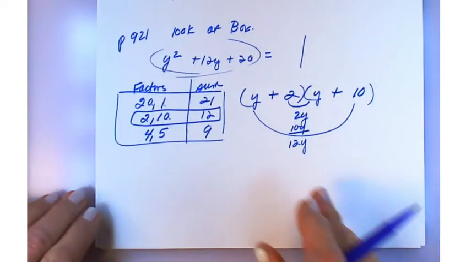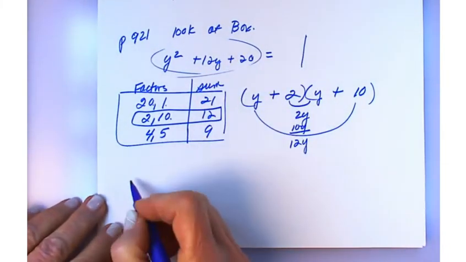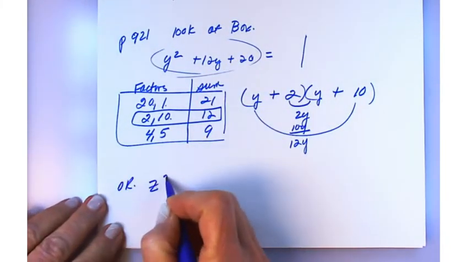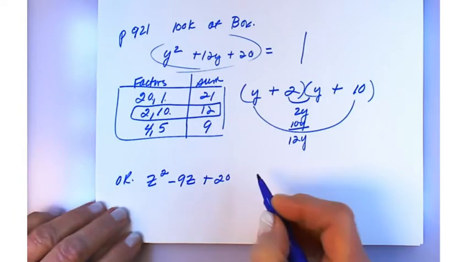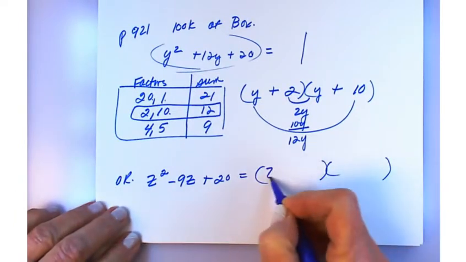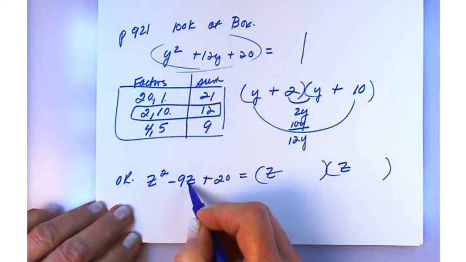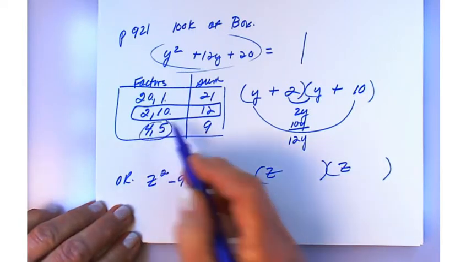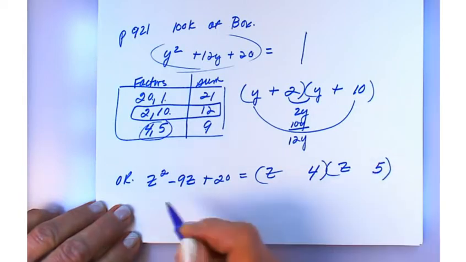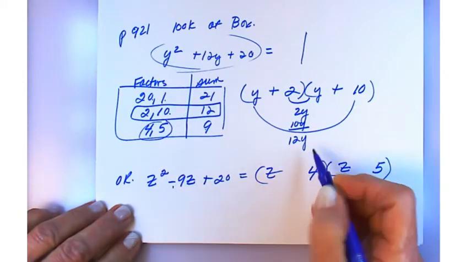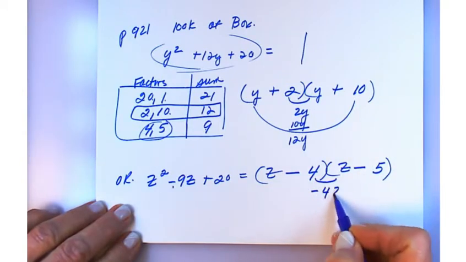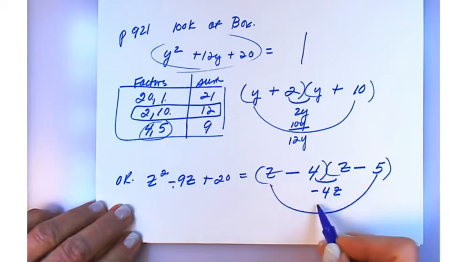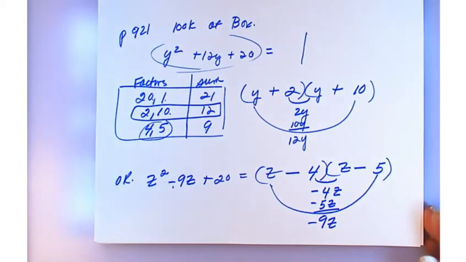So just using these same numbers, let's look at this. Let's say we have z squared minus 9z plus 20. So I have two scoops, z and z. I want a middle term of 9, so I need 4 and 5. And I want it to be negative, so it has to be minus 4 and minus 5. Check your scoops. Minus 4z minus 5z gives me negative 9z. Okay?